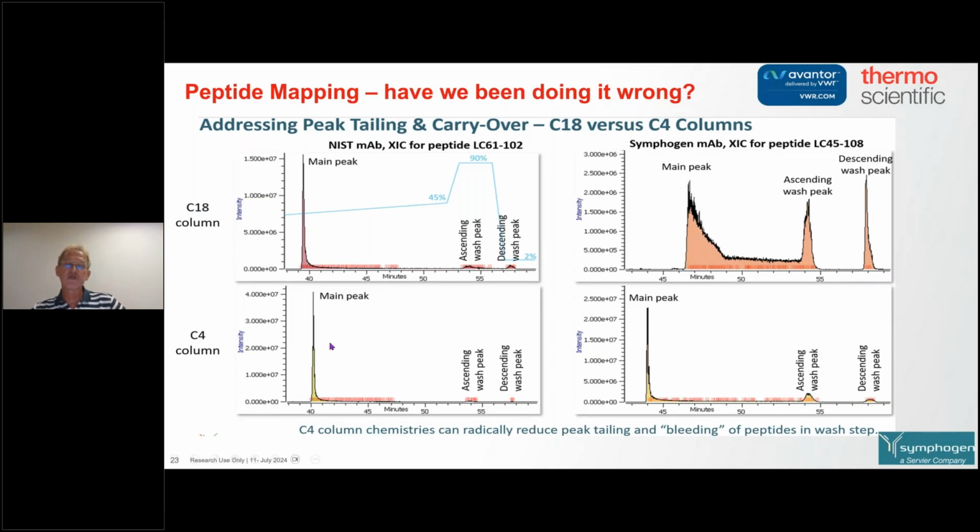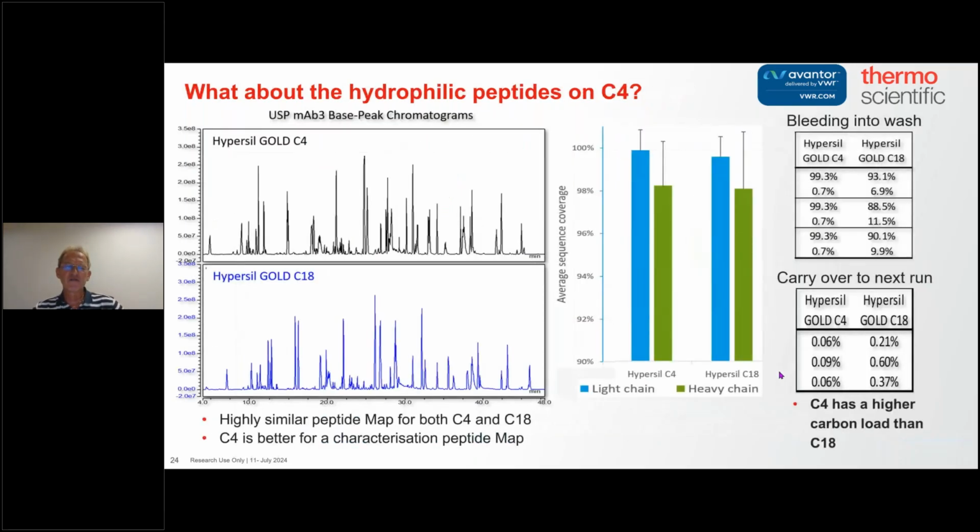This is an example of the C18 column, but now if you move to C4, so this is the Hypersil C4 column, you've got a lovely peak shape for that one, virtually no carryover, and even those really nasty hydrophobic ones now give a peak we can quantify. There's a tiny bit of carryover, but the actual wash gets rid of it. Now, this is a hydrophobic peptide, and we're using a C4, so you can think, well, the C4 is not going to bind the hydrophilic peptides. It actually does.